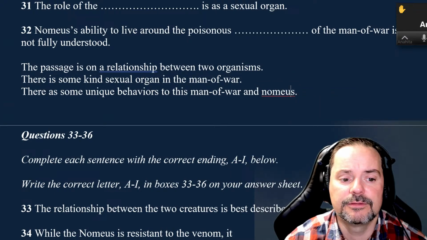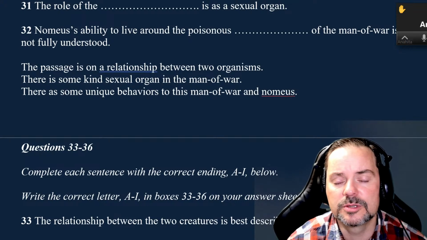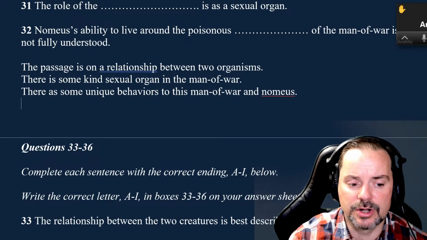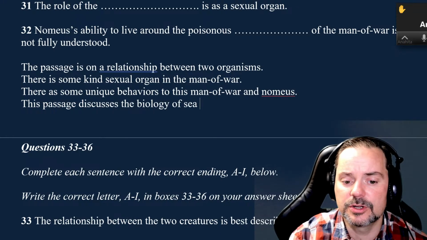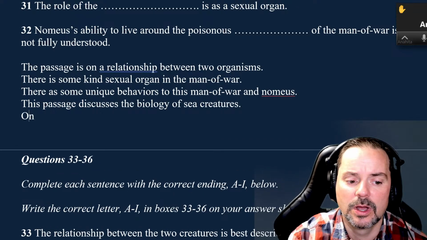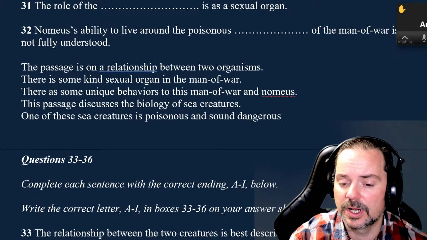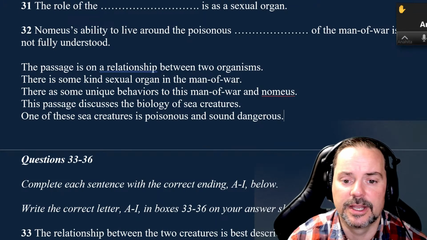Now, you don't have to be too specific either, everyone, Anahita. You can just keep your thoughts more general. So this passage discusses the biology of sea creatures, right? Yes. One of these sea creatures is poisonous and sounds dangerous, right? That Man of War, even the name Man of War, it just sounds dangerous. It's poisonous and so on, right?